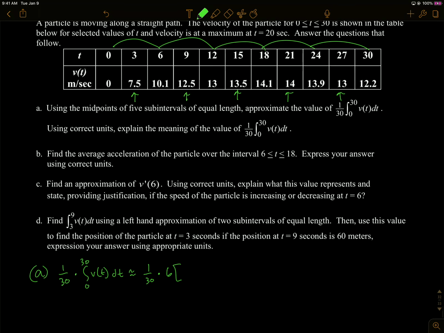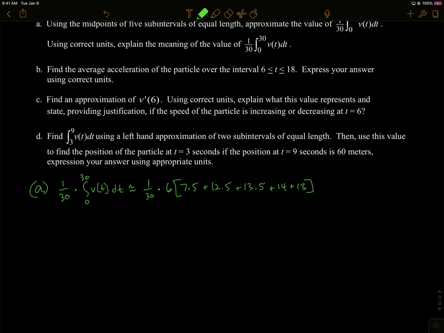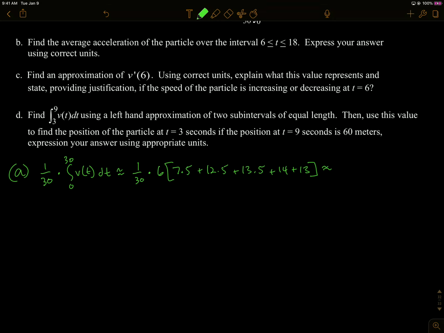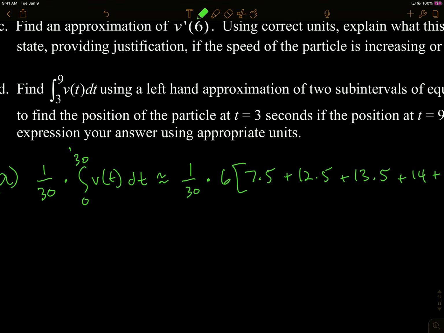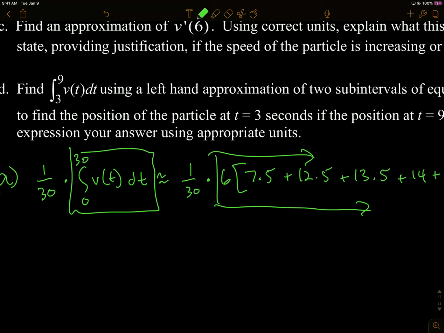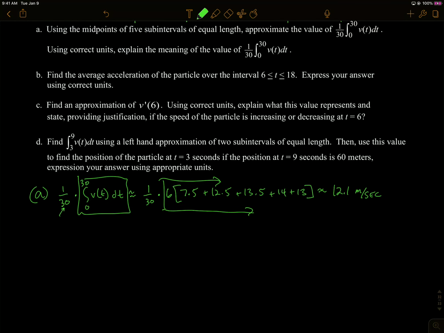So it's those guys. So 7.5 plus 12.5 plus 13.5 plus 14 plus 13. We do this number out, and we get 12.1, and that's going to be in meters per second, because velocity was measured in meters per second. When we do this integral, that's going to give me the amount of change in meters, but then we're dividing by change in time, so we're back to meters per second.